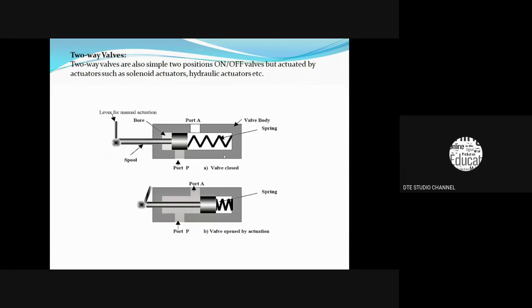The third type of DC valve is the sliding spool valve. In the case of sliding spool valves, different sliding spool valves are there depending upon the number of ports made on the valve body. Number of ports means number of ways. The first type of sliding spool valve is a two-way valve. Two-way valves are also simple two-position on-off valves, but actuated by actuators such as a solenoid or hydraulic actuator.